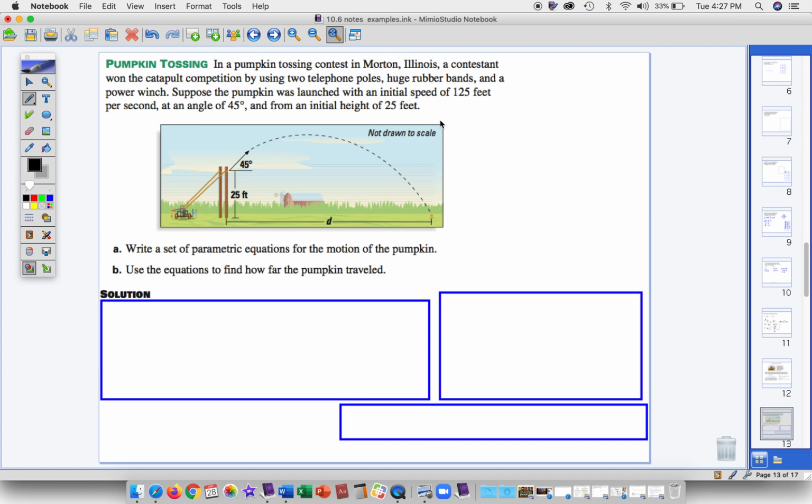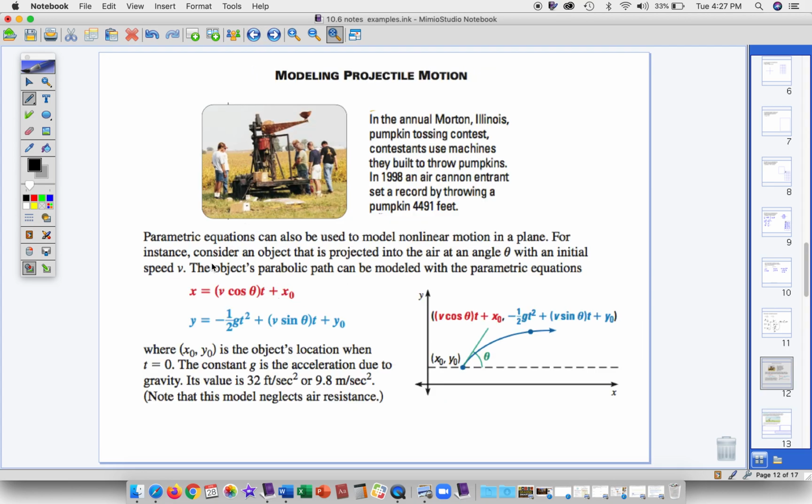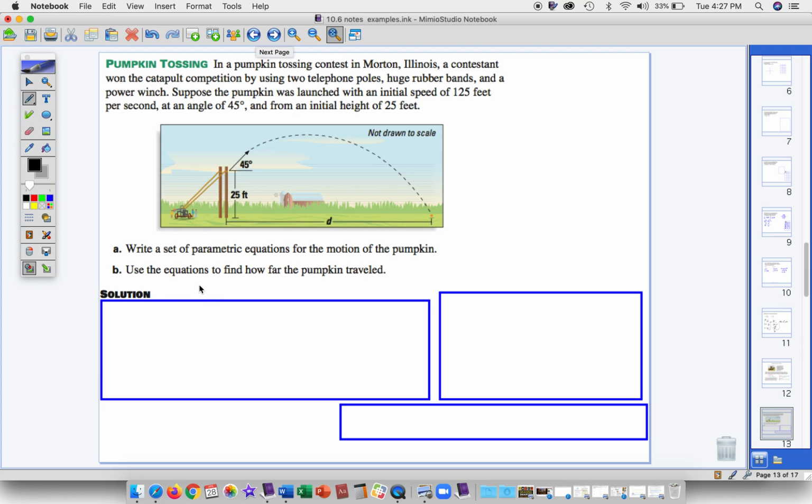Okay, so back to this one, we don't have to worry about any conversions here. You're asked to write a set of parametric equations for the motion of the pumpkin, and then use the equations to find how far that pumpkin traveled. So go back to this page, use these parametric equations, plug in what you know, set up the parametric equations, and then see if you can calculate how far that pumpkin traveled. So pause the video, give it a try, and then when you're done, come back and we'll compare solutions.